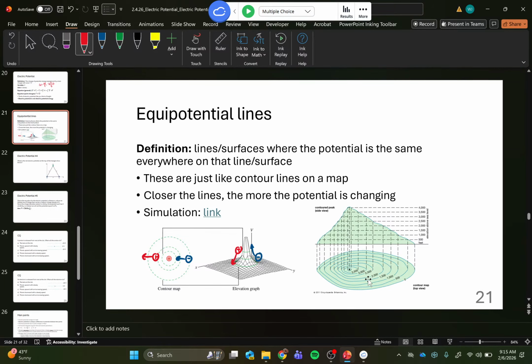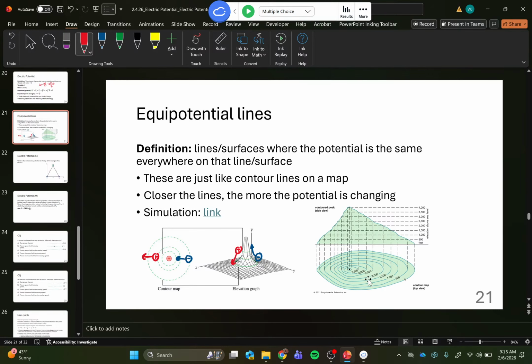How do they represent a change in height on a mountain? They draw these circles around it where everywhere on that line is the same height. And the closer those lines are together, the steeper it is, because the height changes more rapidly. The farther apart they are, the less steep it is, because the height changes less rapidly. We can do the exact same thing with voltages. We call these equipotential lines.